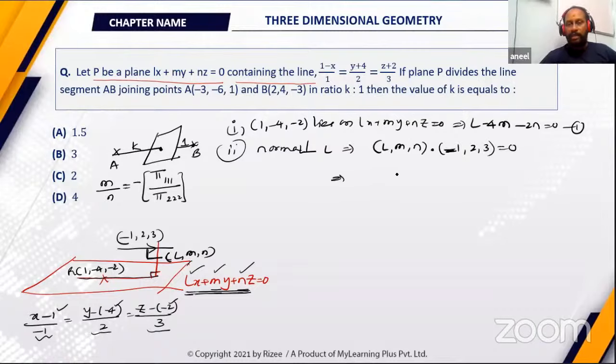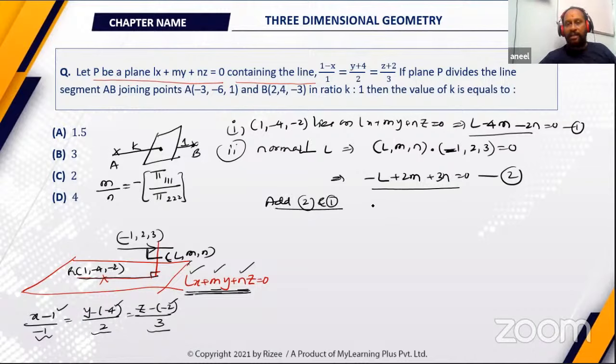We have only two equations, but we have three unknowns. Remember, in all three-dimensional geometry, you will get only proportional values, not exact values. So, for example, I am adding equations 2 and 1. L and L get cancelled. Minus 4m plus 2m is minus 2m. Minus 2n plus 3n is n. So the sum is equal to 0, and I got n is equal to 2m.